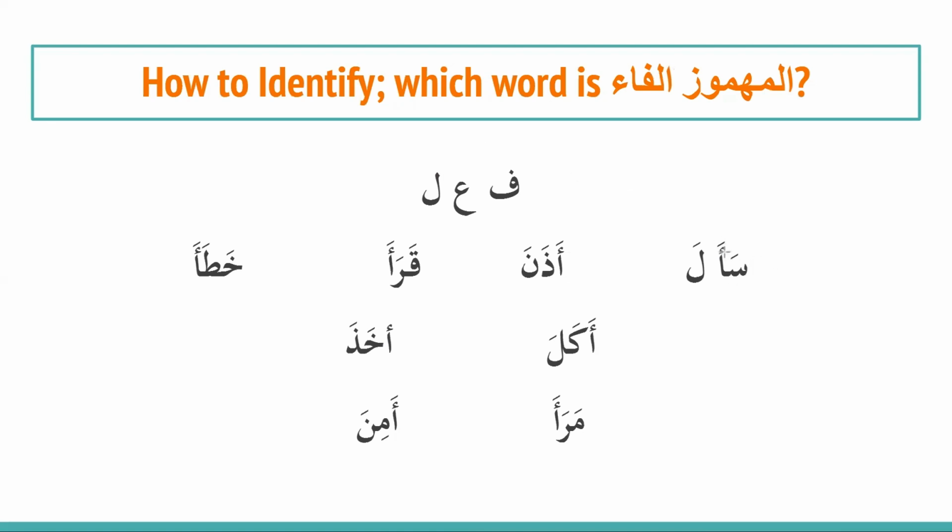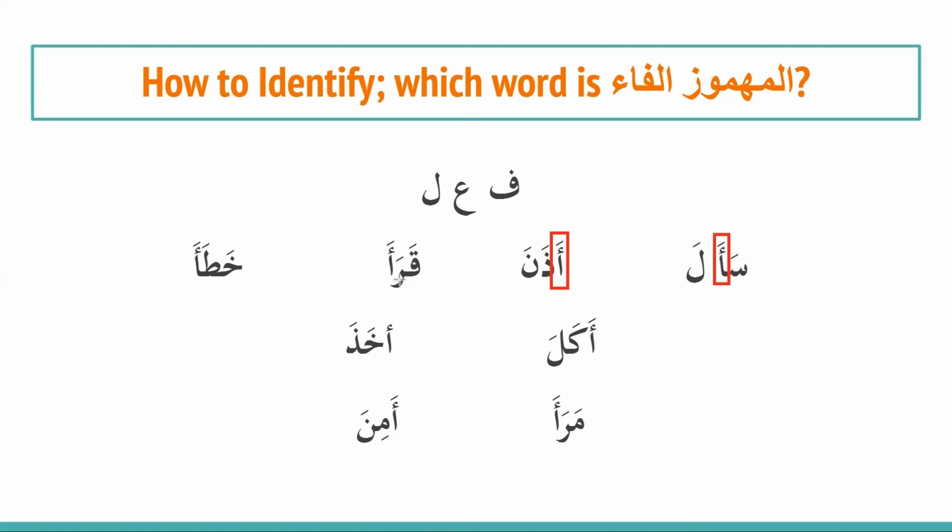First, see where is Hamza. Hamza is here. So Hamza is in the second place. Yes, this is mahmuzul ain, because Hamza is in the second place, the second radical. Then this one, Hamza is the first radical. So this is fa kalma, right? The first radical is fa kalma. So this is mahmuzul fa.